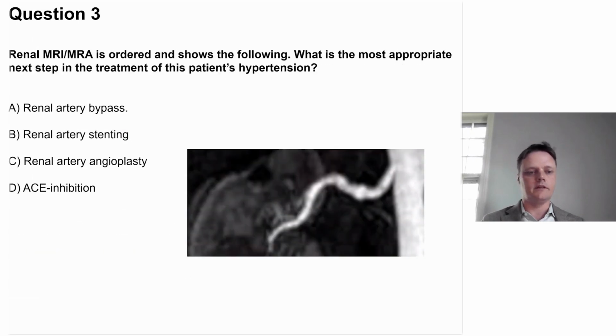The follow-up question is, renal MRI and MRA is ordered and shows the following. Which is the most appropriate next step in the treatment of this patient's hypertension? A. Renal artery bypass. B. Renal artery stenting. C. Renal artery angioplasty. Or D. ACE inhibition.